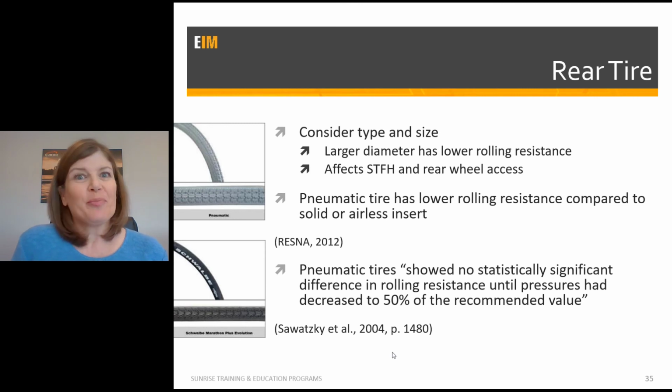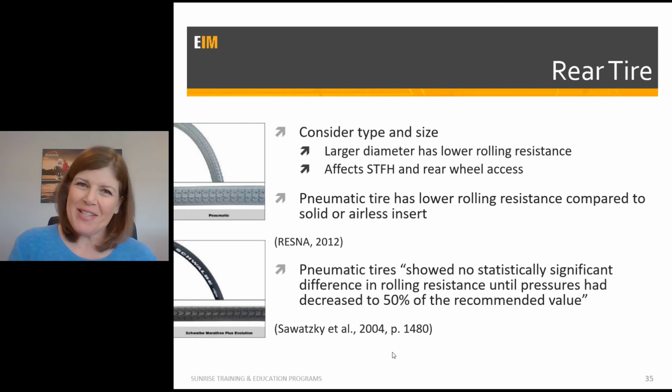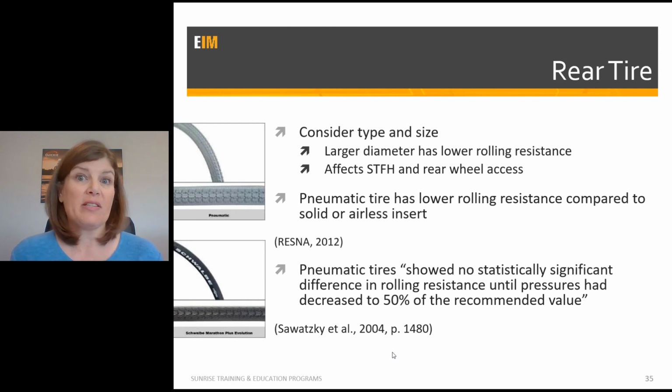What's also been found, and which many of you will already know, is that the pneumatic tires have been shown to have less rolling resistance than a solid tire or an airless insert. Now, the reason why sometimes people don't select a pneumatic tire is because they are concerned about the risk of flats for individuals. There are many different models of pneumatic tires. There's even a model that has a Kevlar sleeve or Kevlar lining within it to help prevent punctures from occurring. So there are many different choices.